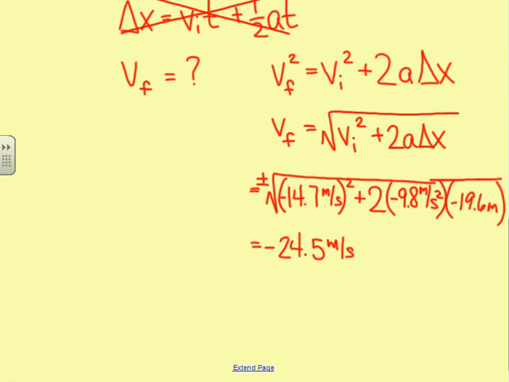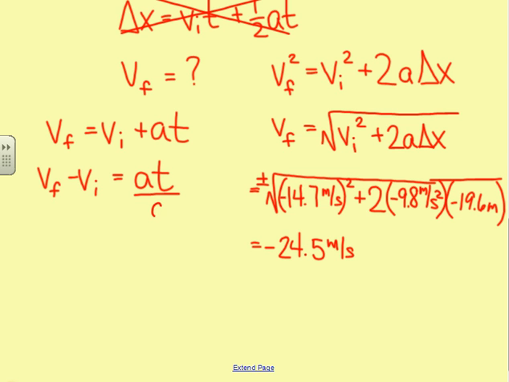Now that we have the final velocity, we can much more easily calculate time using the equation v final equals v initial plus acceleration times time. Now there's other equations you could use. I just think this one's the easiest. To solve for time, the first thing I would do is subtract v initial from both sides. Then I would divide both sides by acceleration. So I get that time is v final minus v initial divided by a.